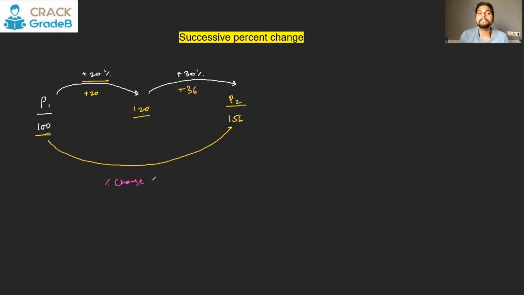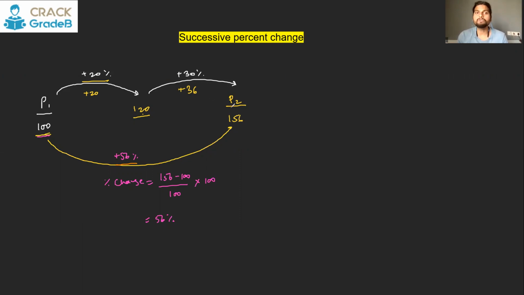That is called the resultant percent change. So you know how to calculate that? The difference upon the base, meaning the initial value, into 100, and that is going to be 56%, because the base is 100 and the change is 56. That means 56% change. So this is what we call a successive percent change, the resultant of these two.